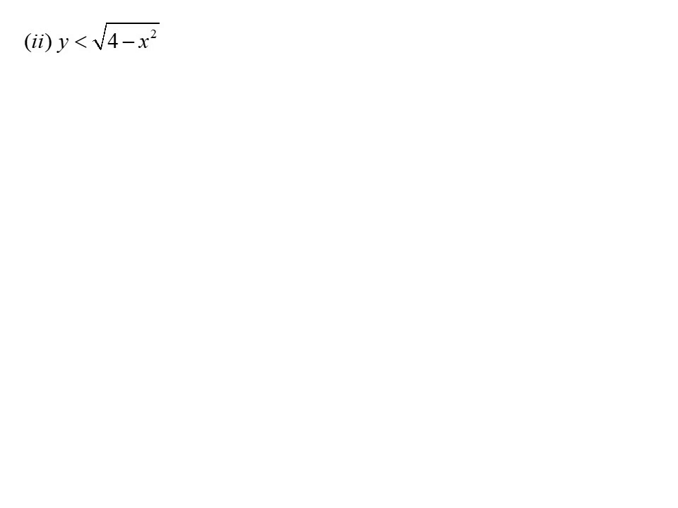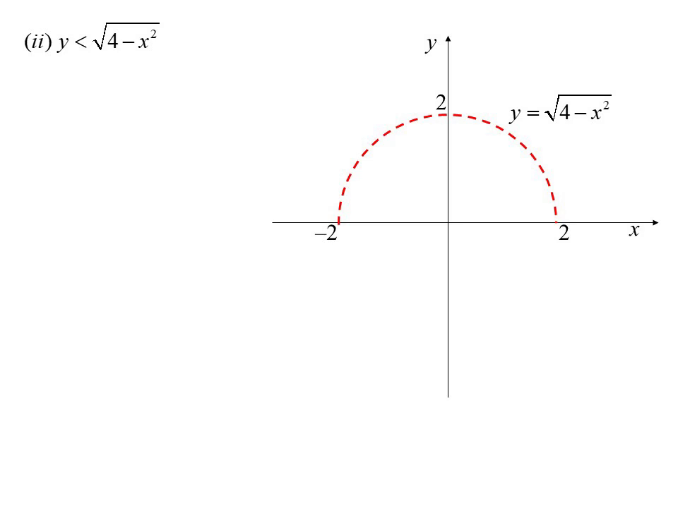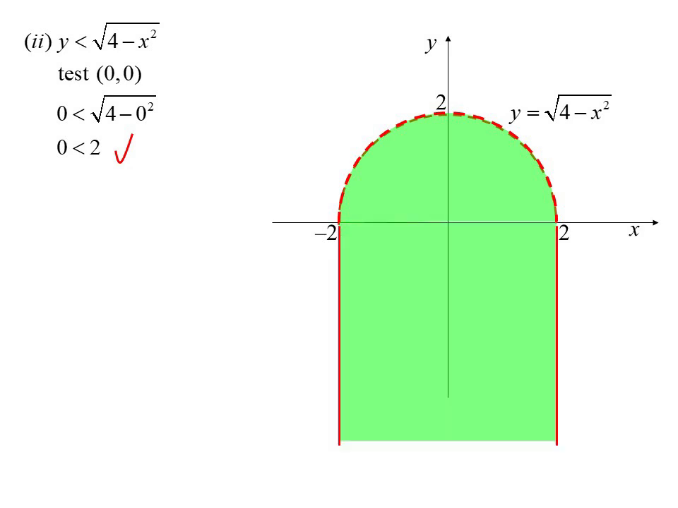Semicircle becomes interesting. Now, y is less than the square root of 4 minus x squared. Okay, so we have our semicircle. Are we inside the semicircle or outside the semicircle? Well, let's test (0, 0). And 0 is less than 2. So we're inside. However, this one is unbounded. So like on the number line where we kept going to infinity, this would keep going to infinity. So we actually are also down below.